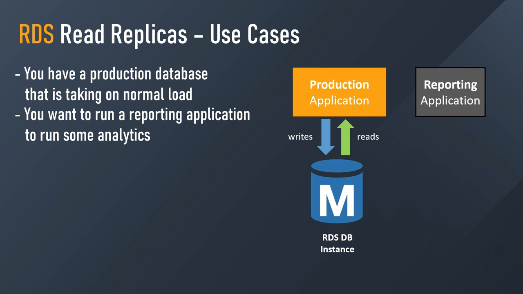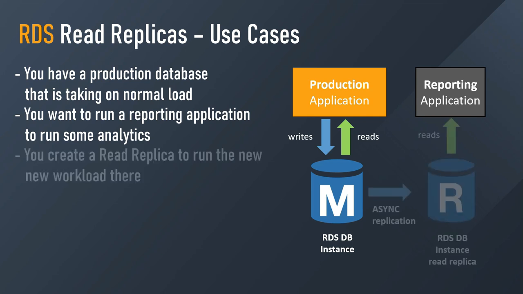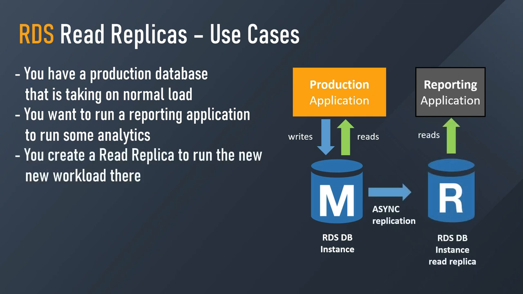So instead, what you do as a solutions architect is you create a read replica to run the new workload there. So you create a read replica. There is some asynchronous replication that happens between your main RDS DB instance and your read replica. And then your reporting application can just do reads from your read replica and run the analytics there. The production application is completely unaffected in that case, and that's perfect.